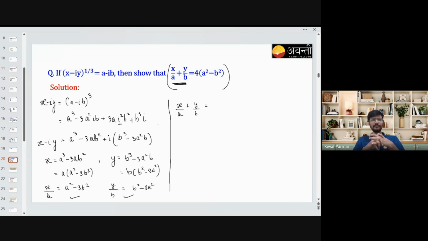a cube minus 3a square b plus 3ab square minus b cube i cube. i cube is minus i. We get plus. So we got a cube. Correct.